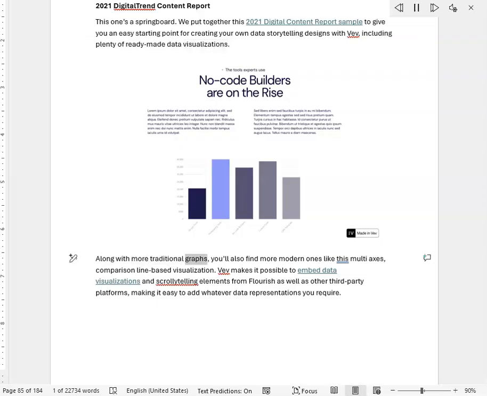Along with more traditional graphs, you'll also find more modern ones like this multi-axis, comparison line-based visualization. Vev makes it possible to embed data visualizations and scrolly-telling elements from Flourish, as well as other third-party platforms, making it easy to add whatever data representations you require.